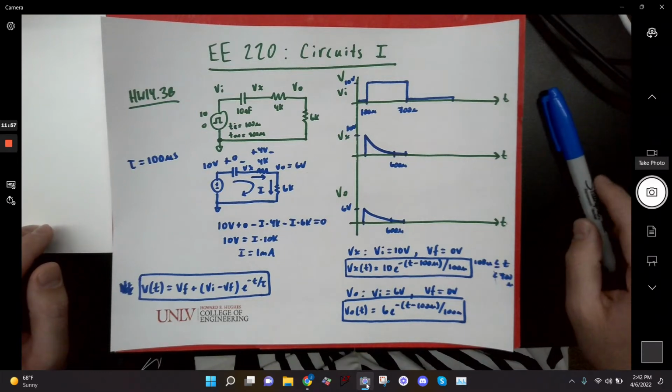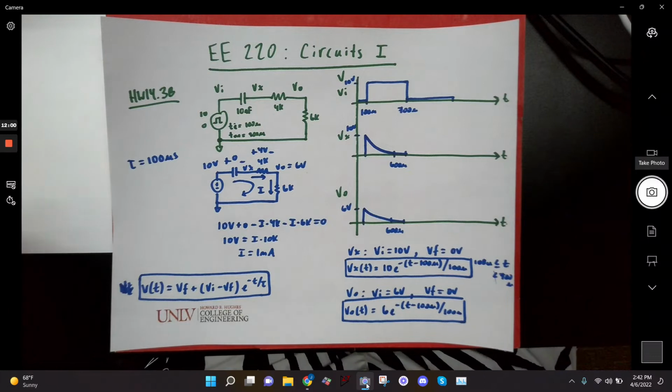If you just sketched them, that's fine. But on the quiz, you need to know how to actually plot the points.